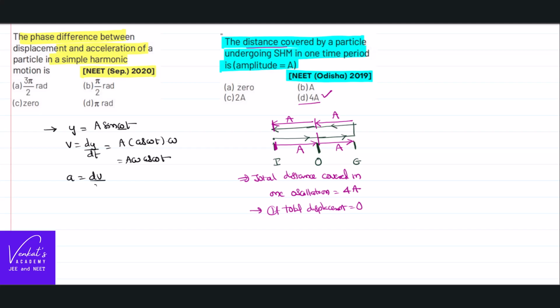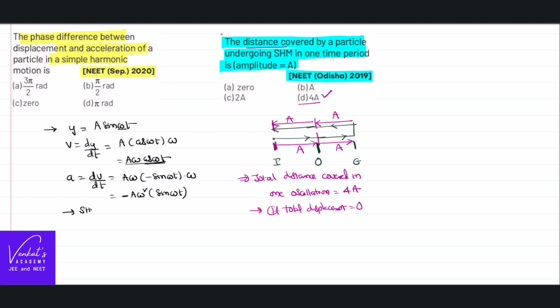Acceleration is again the rate of change of velocity. I need to differentiate that. A omega is constant. Differentiation of cos omega t is minus sin omega t, and as per the chain rule, again another omega. So this is minus a omega square sin omega t. So this minus indicates that displacement and acceleration are opposite to each other. That's the very definition of simple harmonic motion itself.